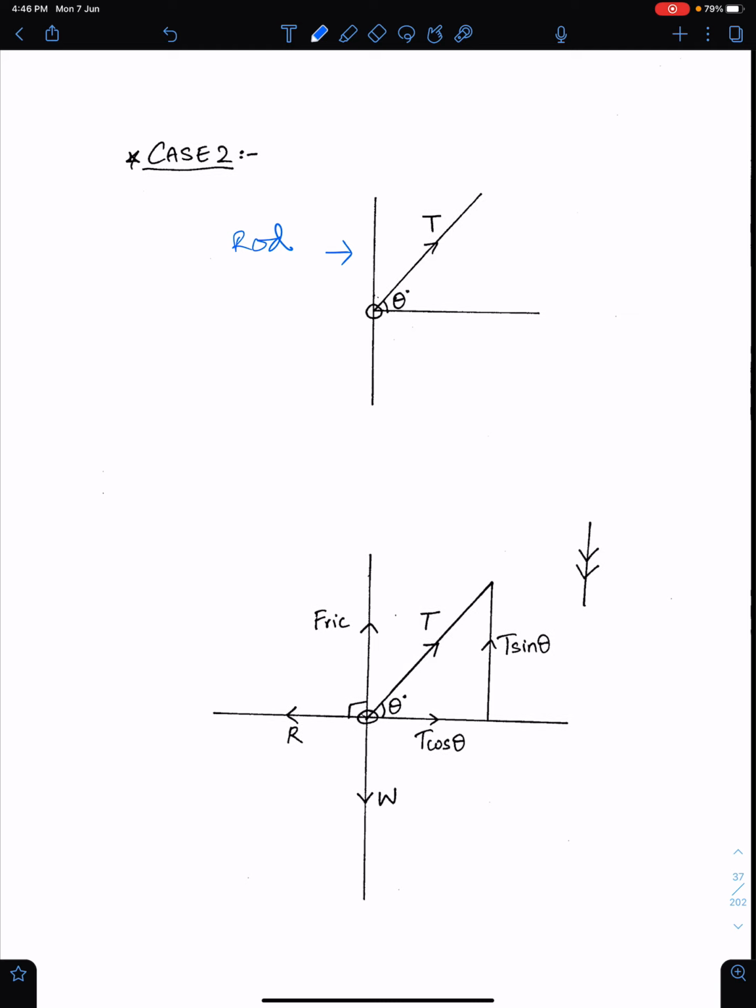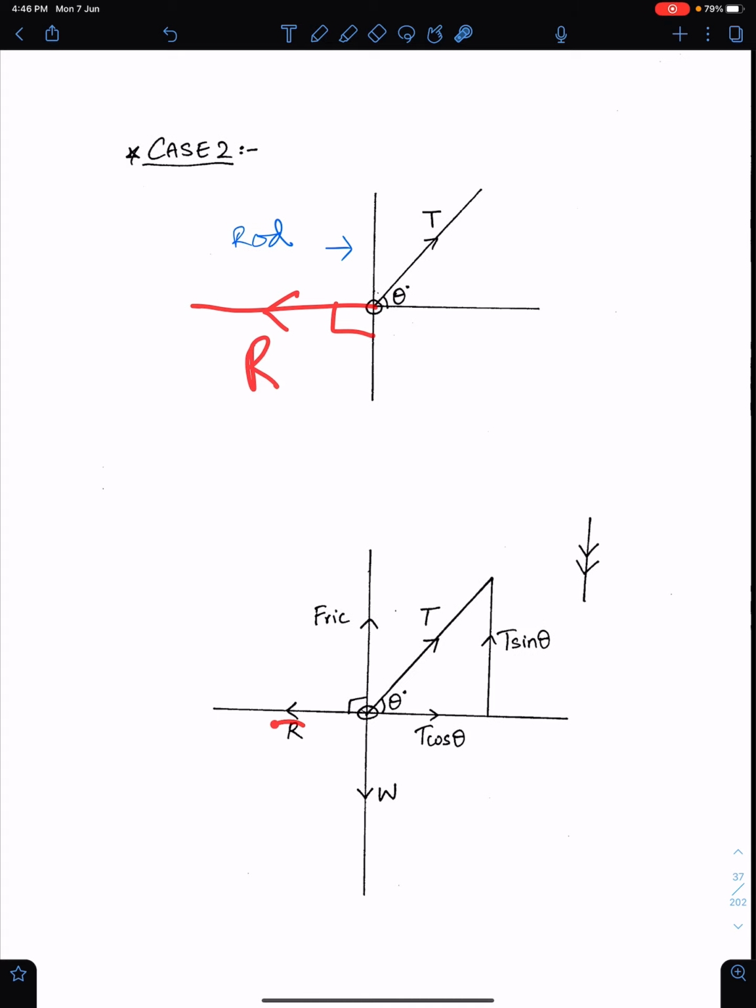Case 2. The rod is in vertical position. This is the rod, this is the ring, and this is the tension in this ring. And this is the force diagram of this situation. See, this T has two components, T sine theta, T cos theta. And this is the normal reaction force. Normal reaction always makes 90 with the rod. And normal reaction is the reaction of T cos theta.